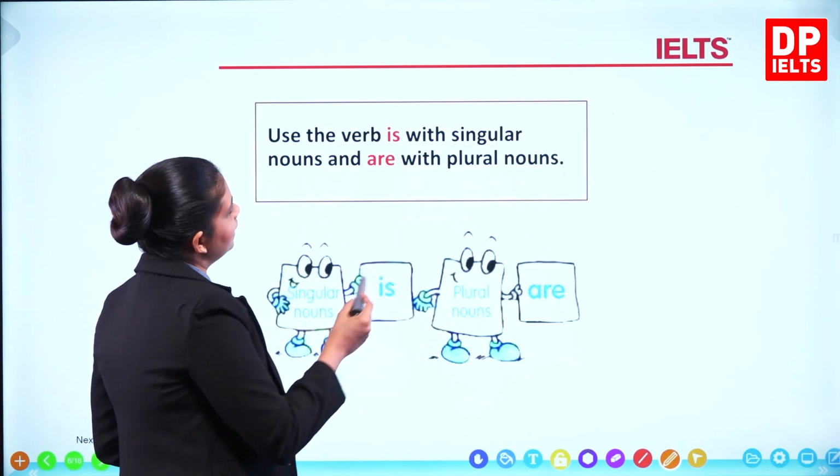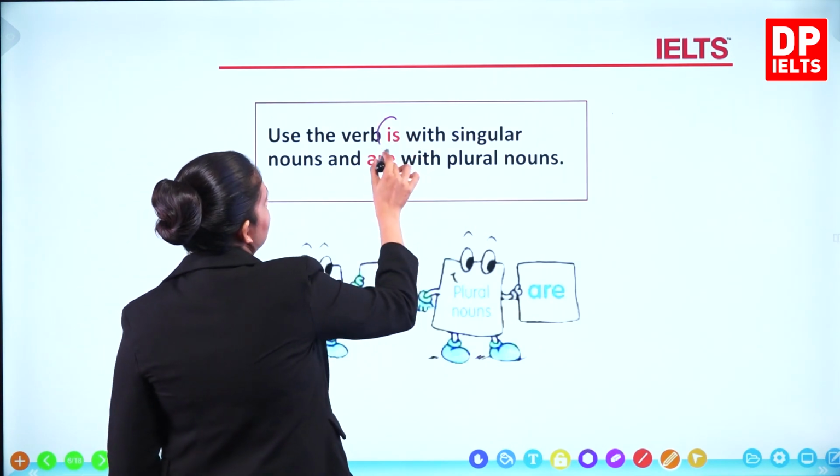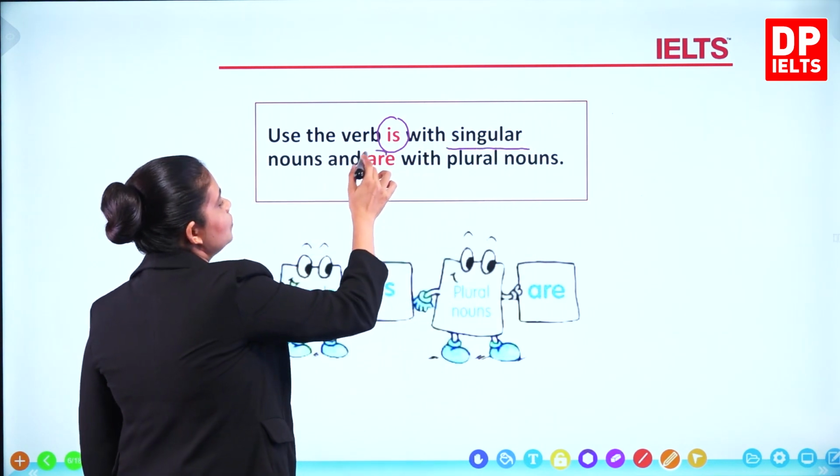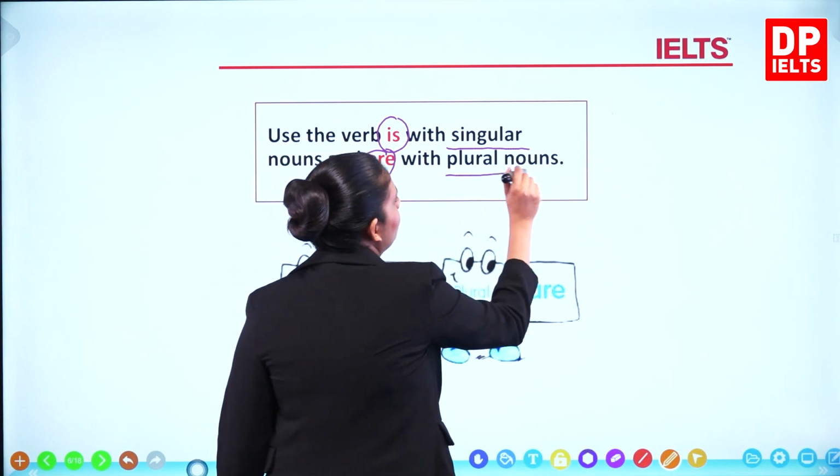Now, as I told you, you use is with the singular nouns and you use are with the plural nouns.